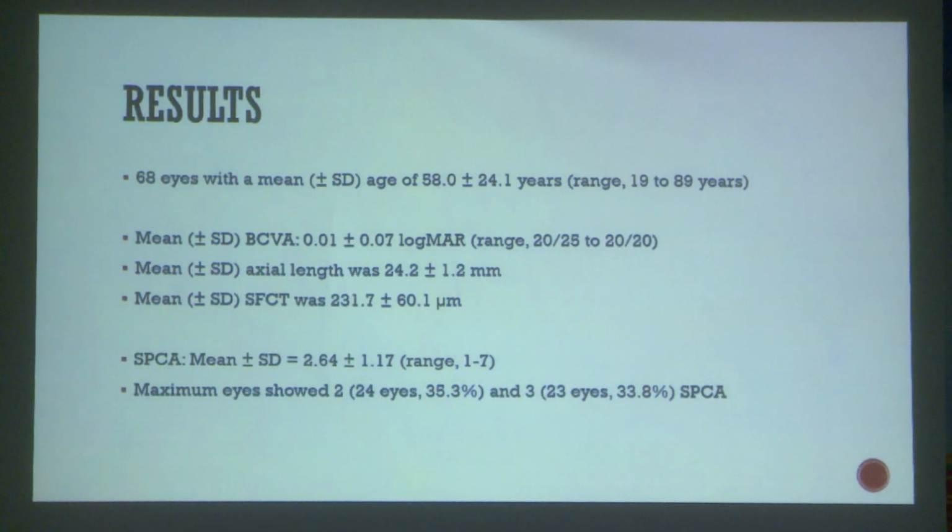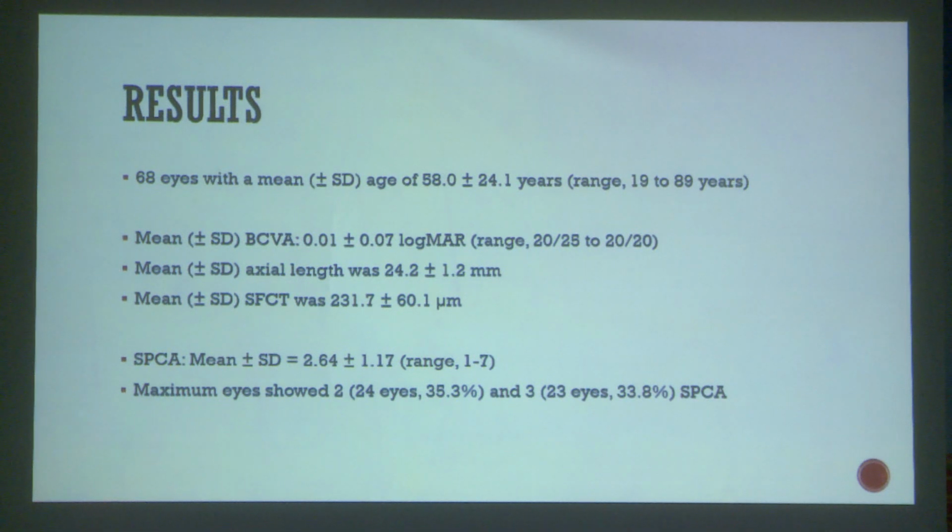Coming to the results, we analyzed a total of 68 eyes, and the age ranged from 19 to 89 years with a mean age of 58 years. BCVA was 20/25 to 20/20. Axial length was also within normal range, 24.2, and subfoveal choroidal thickness was 231.7 microns. What we noted was that the mean number of SPCA vessels was 2.64 with a standard deviation of 1.17, and the range was from 1 to 7.